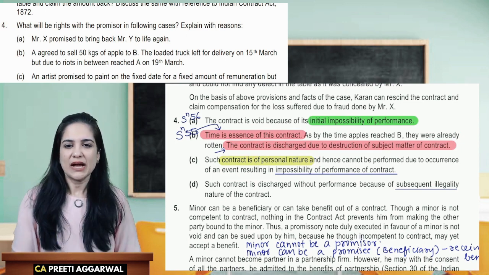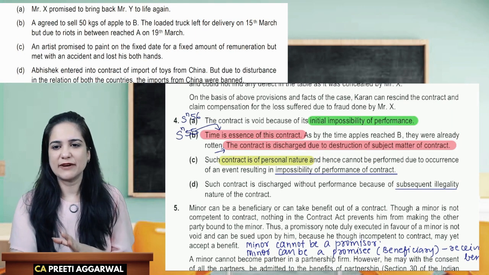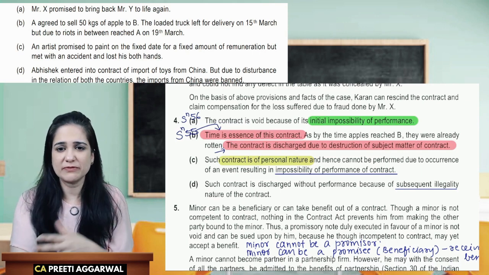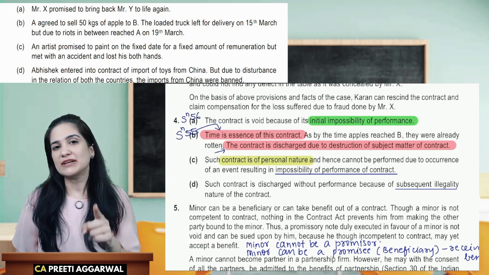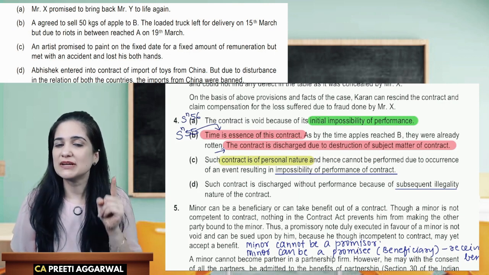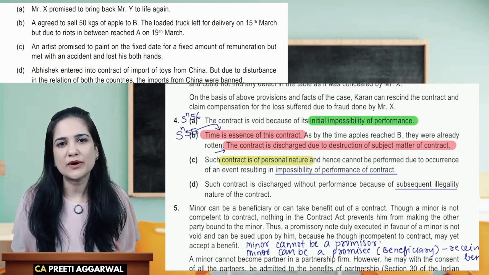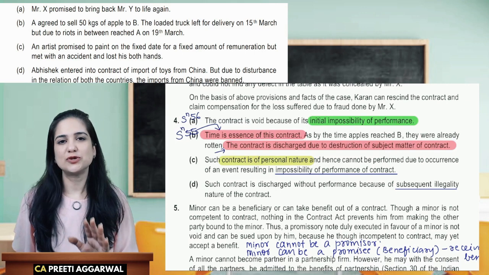Next question. An artist agreed to paint on a fixed date for a fixed amount of remuneration, but he met with an accident and he lost both his hands. This contract is based on the skill and the personal consideration of the promisor. Now, the promisor is not in the position to perform the contract. The parties are discharged. Okay, so this is discharge due to death.